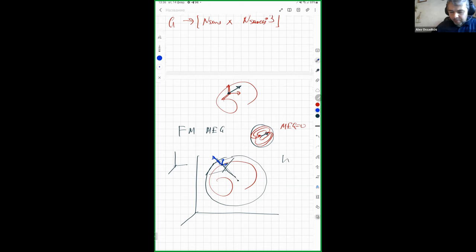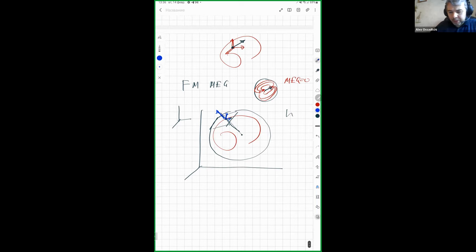And therefore, going back to SVD, if you take the SVD of the triplet of topographies corresponding to any source in the MEG forward model, you will have only two of these components with a large contribution. We have large singular values, and the third one will have a small one. Let's see it.